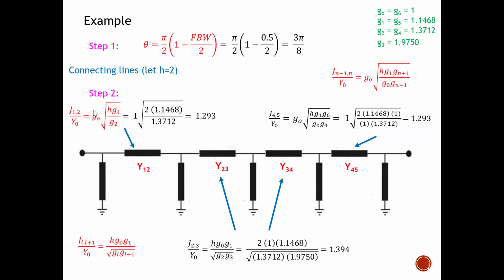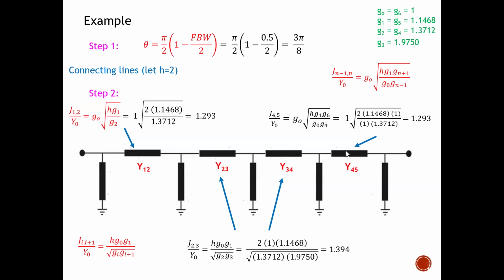How can we actually get all these numbers? G naught, I have put all the G numbers here. So G naught is equal to 1, as you can see from here. H, as I mentioned to you, I will always use 2. G1 is equal to 1.1468, which is here. G2 is equal to 1.3712. So from here, I actually achieve 1.293.